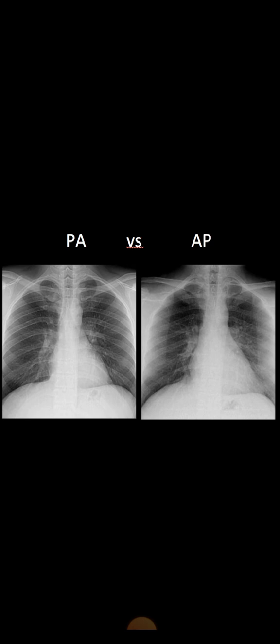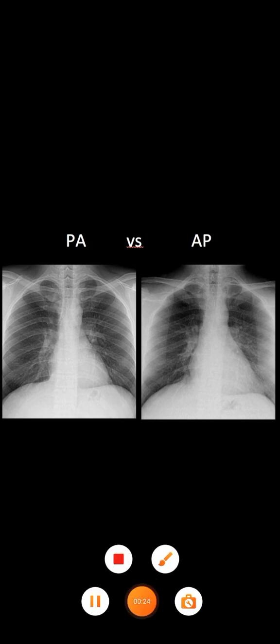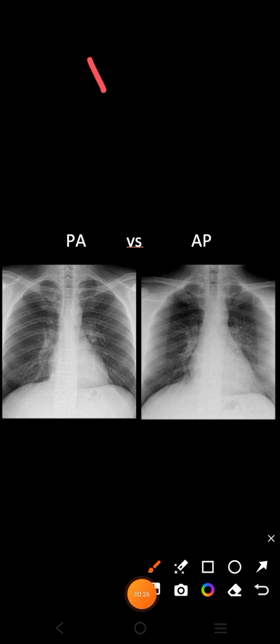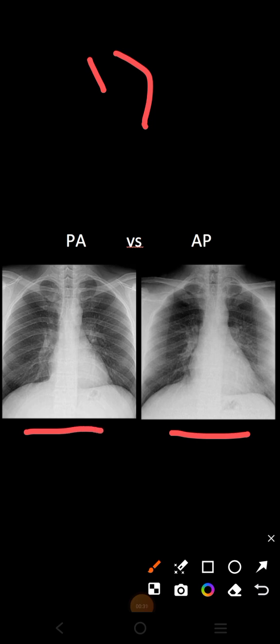So let's start. In order to read any type of x-ray, you must know how a normal x-ray looks. Here are some steps that you must follow. The first one is that you have to see which view this is. In the case of chest x-ray, as shown in front of you, two views are shown. This is AP view and this is PA view.